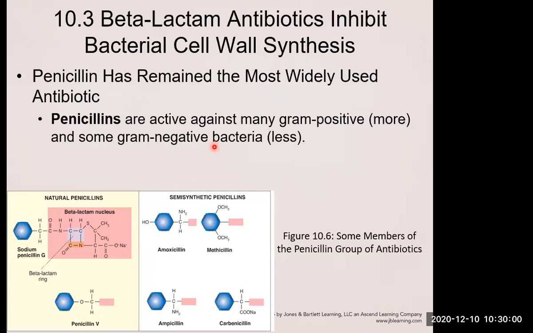So betalactam is this big umbrella group of cell wall synthesis inhibitors. Penicillin is a betalactam antibiotic. So betalactam is your big category. Penicillins fit within that category. And you'll notice that in this figure we have some natural and then some semi-synthetic penicillins. Don't memorize the structure of these. This is not a chemistry class.